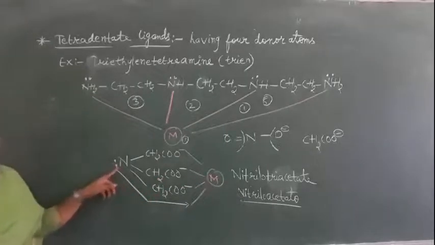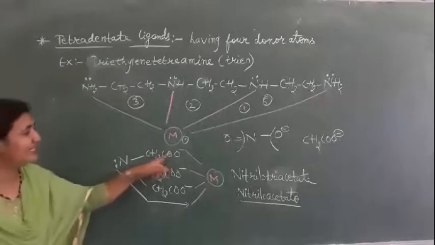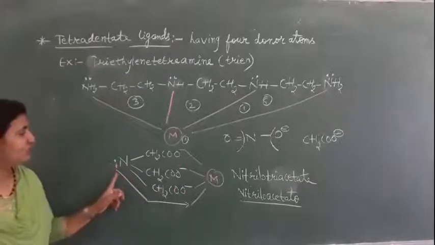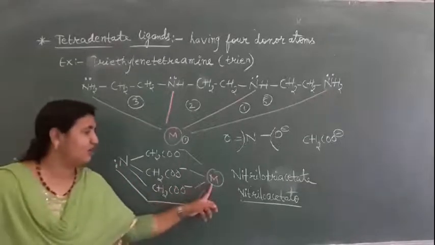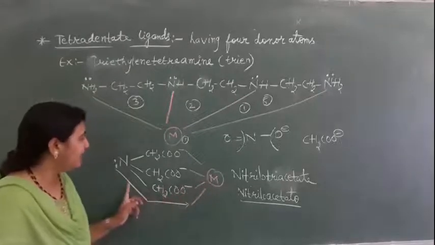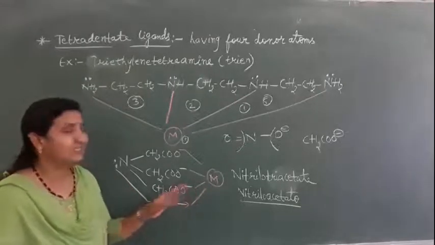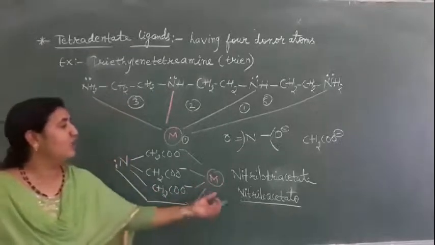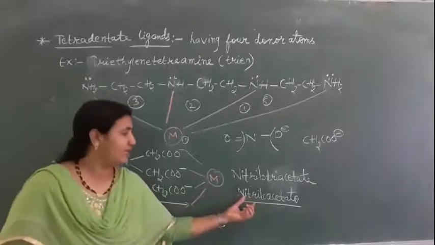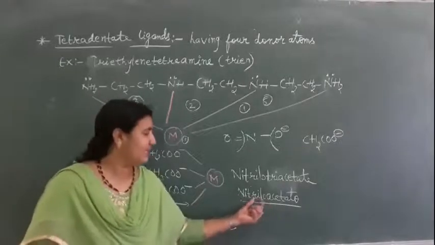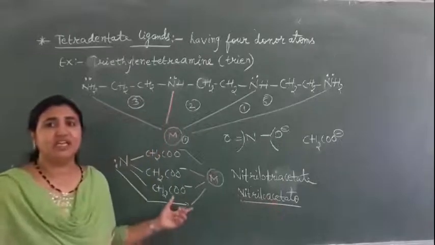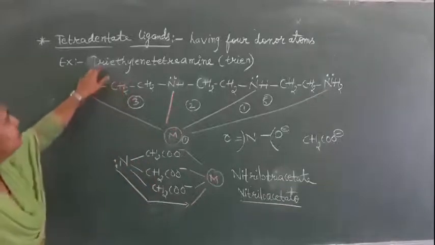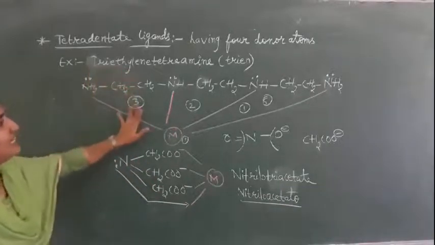This nitrogen also can donate an electron. That's why denticity will be 4 here. 1, 2, 3, 4. Okay. So these 4 donor atoms donate electrons to this metal atom, and in this case also they will form 3 rings. Okay. So just remember the name, it is nitrilotriacetate. This ligand is called nitrilotriacetate. It is a negative ligand, a tetradentate ligand here. Okay. So this is important, this one, triethylene tetraamine, trien it is.